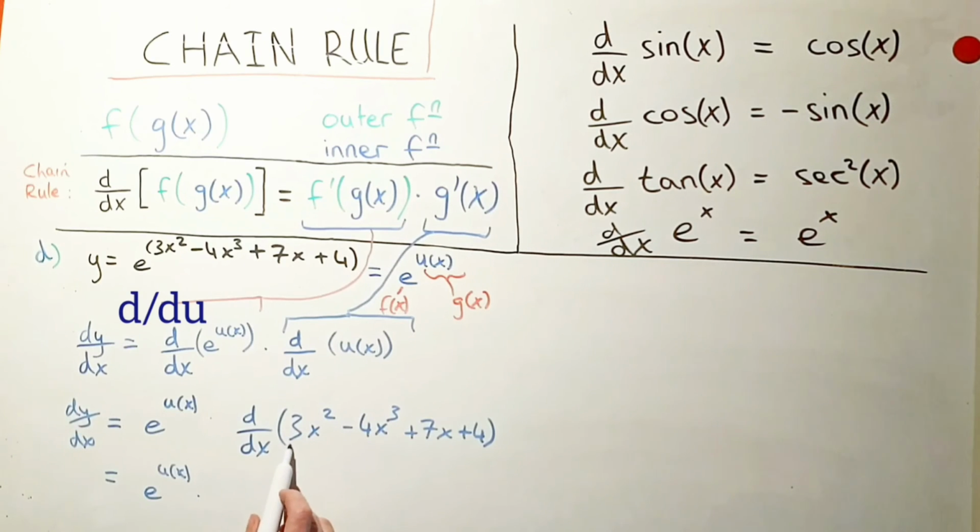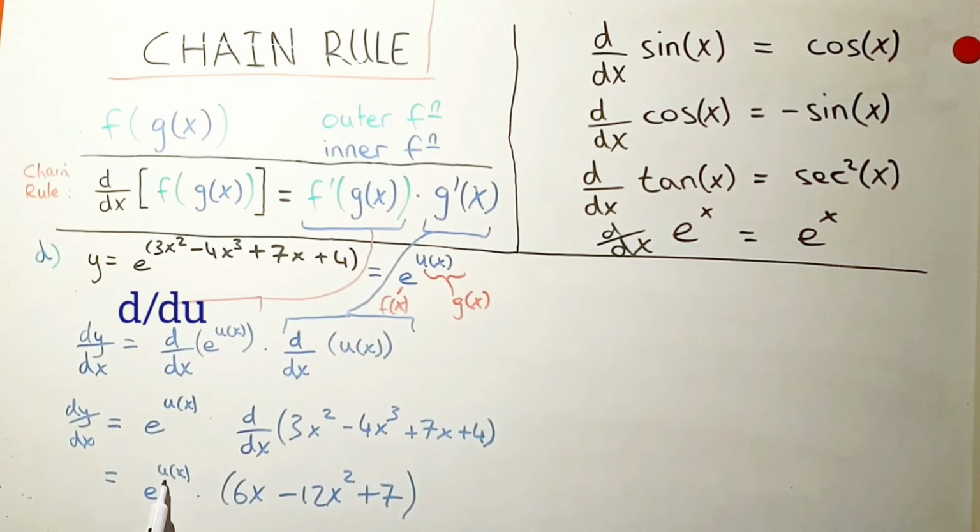So how do we differentiate the expression? We're just going to use the power rule. The 2 is going to come down as a coefficient, so that's going to be 6x. Differentiating the next expression, that's going to be a minus 12x squared, and this 7x is going to turn to plus 7, and then the constant goes to 0 as we're aware. So now our differentiation has turned into e to the u of x multiplied by the inner function differentiated.